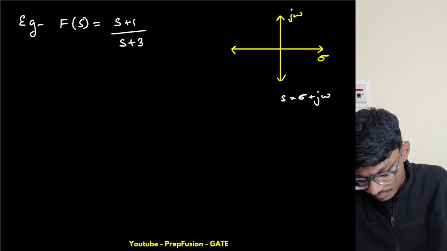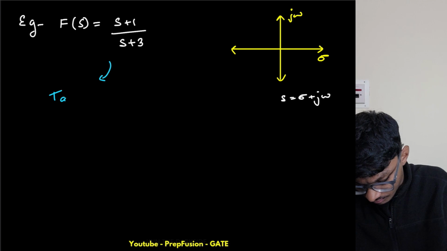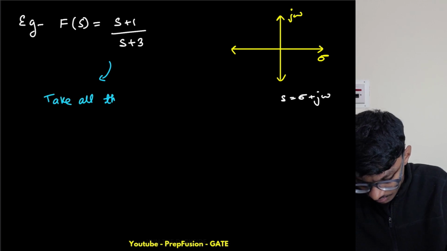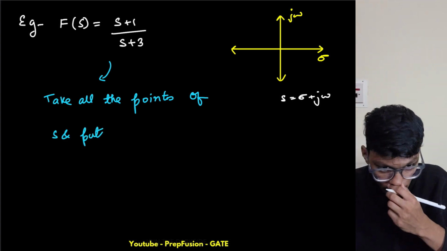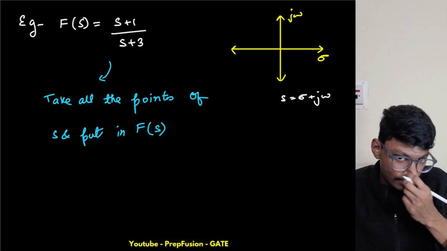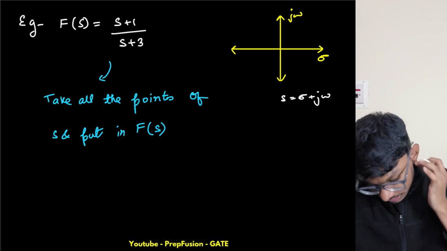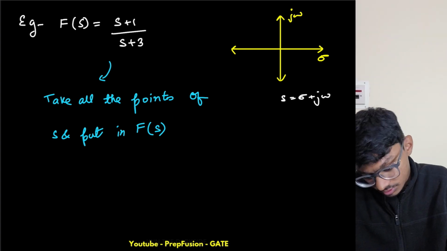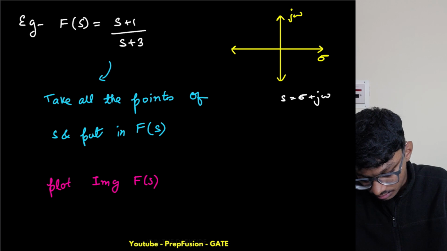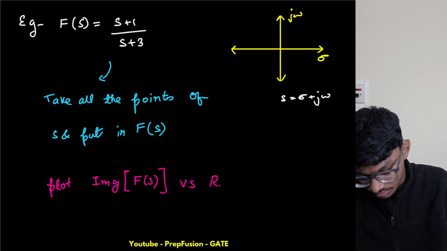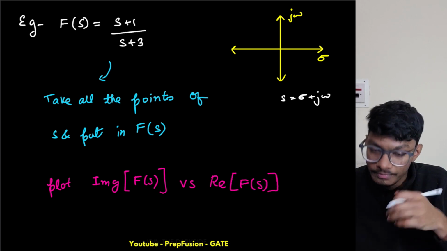So what we will do is take all the points of s and put them in f of s, right? Basically we will vary s and put it in f of s. Then we will plot the imaginary of f of s versus the real of f of s, right? And that will be basically our Nyquist plot.